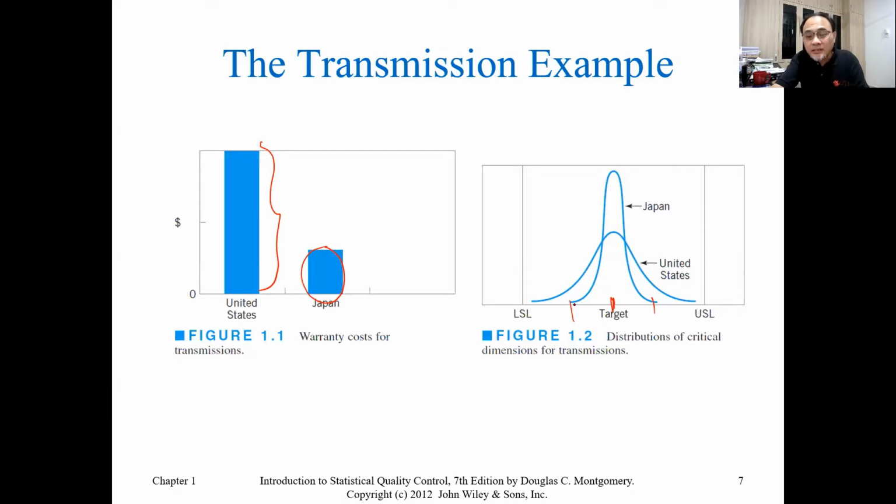this is the variation. This is the normal distribution for Japanese products. This is the normal distribution for US products. The upper spec limit and the lower spec limit. So you can see the variability. Variability is shown by the standard deviation, sigma. If the sigma is big, then you have a broader distribution. If the sigma value is smaller, you will have a narrower one.